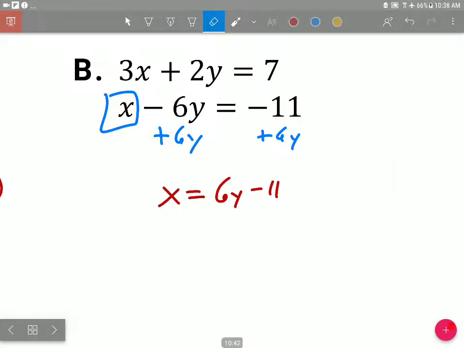All right, that was goal number 1. What are we going to do next? Substitute it where?